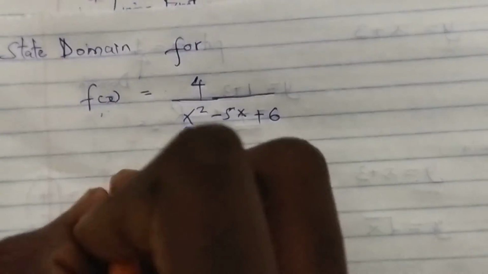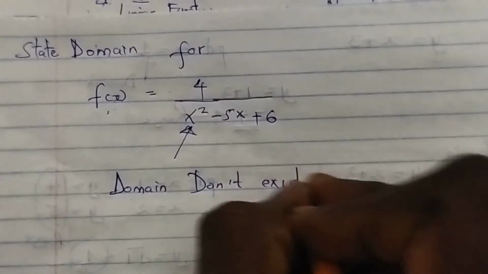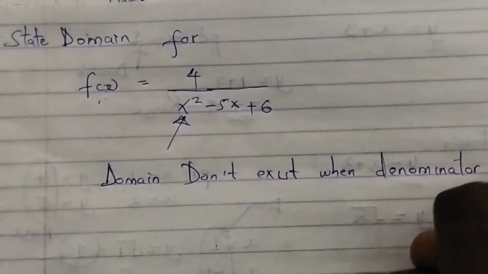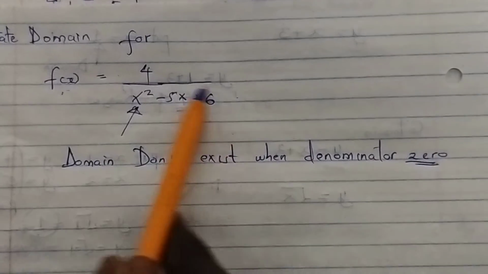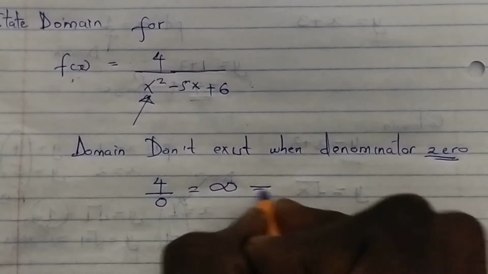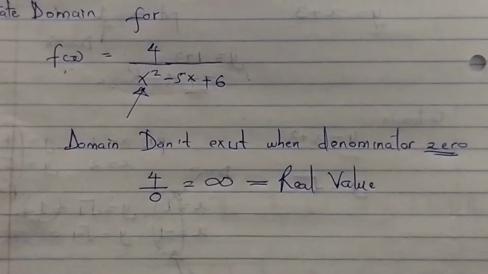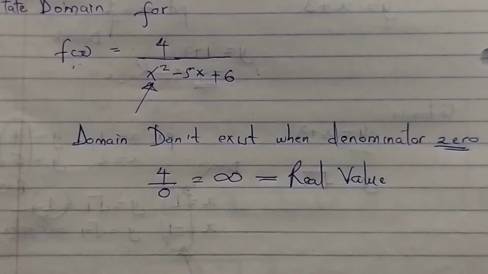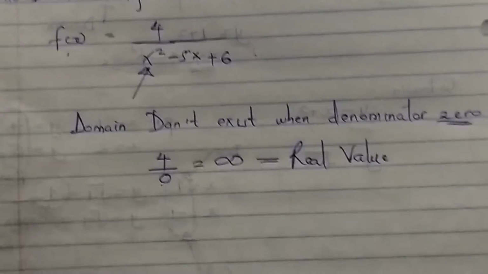When the denominator is 0, domain doesn't exist. So it means we have to isolate the values whereby the denominator is going to give us 0, because 4 out of 0 is infinity, and this is not a real value. So we cannot state this as a domain. I said domain must give you a known value of f of x, which is the dependent set. So it means those values are going to be excluded from our domain.